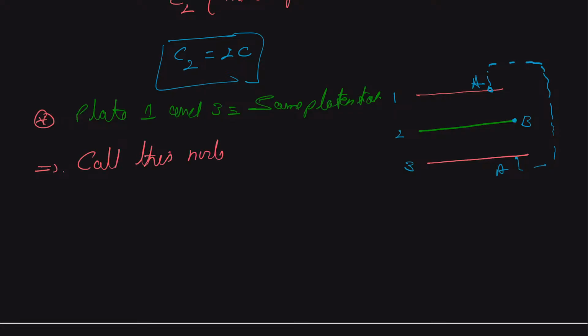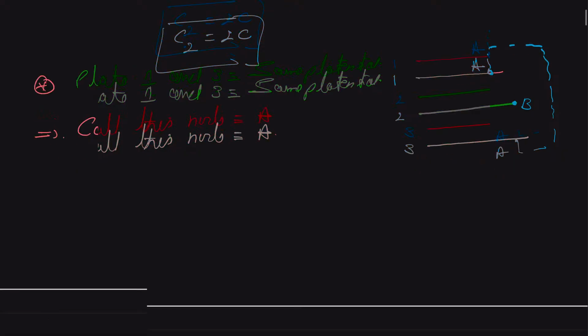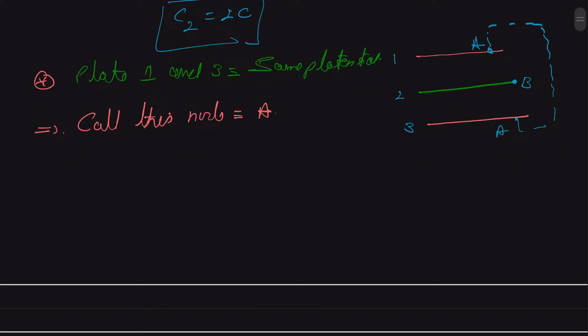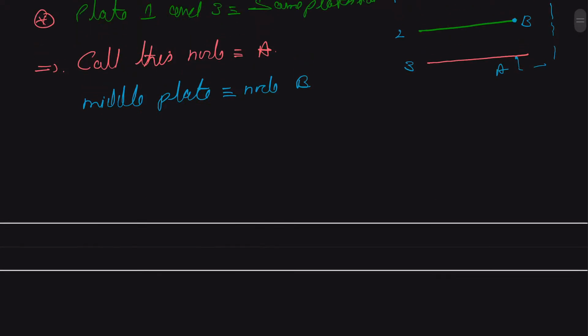Call this node A, and the middle plate we are going to call node B. So it means now our C1, which we just found our capacitance, is between A and B, and our C2 is between B and A.